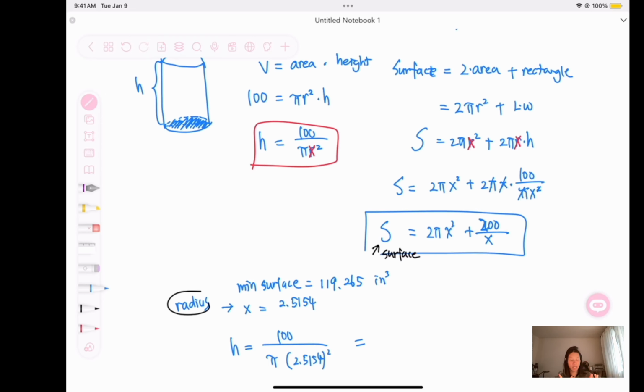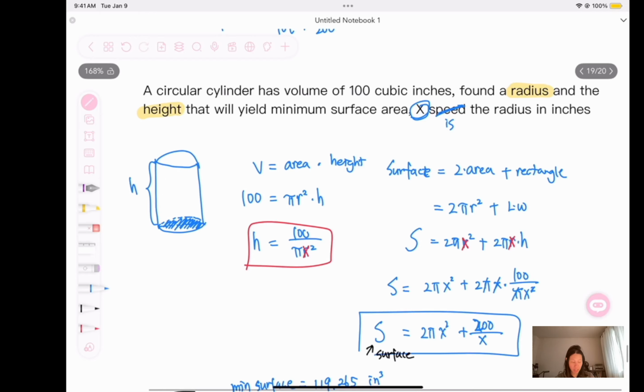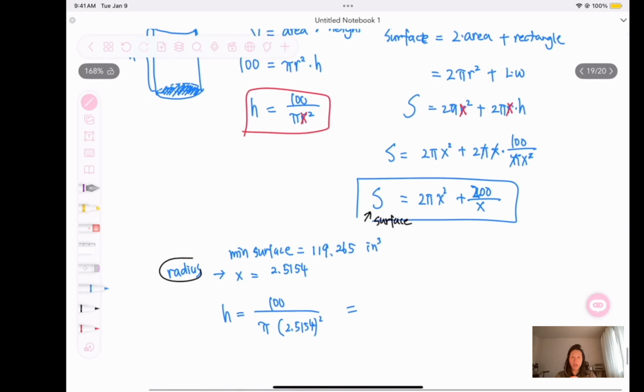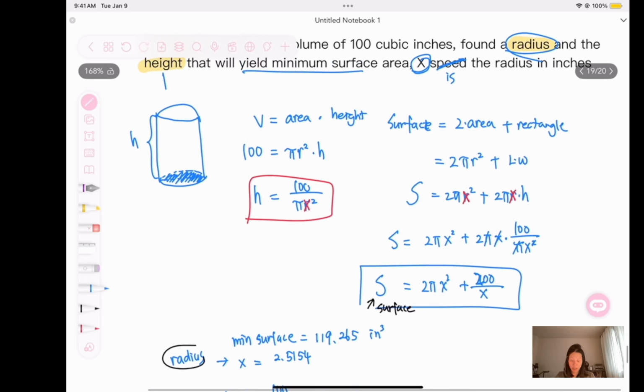So in an application problem like that, it's very important to keep track of which variable represents what. Because if you don't, you might end up finding only the radius that yields the minimum surface area, which doesn't mean this is the minimum radius. And then we also need to find the height by substituting back into our first function.